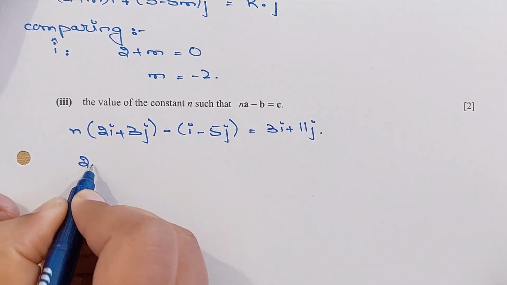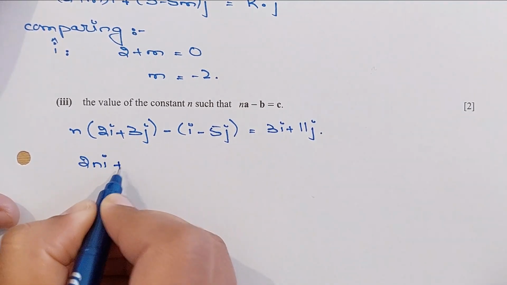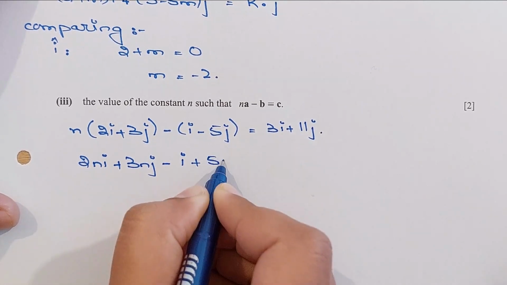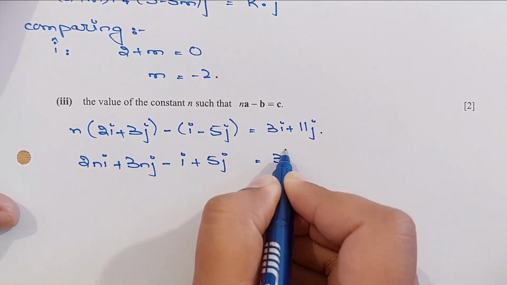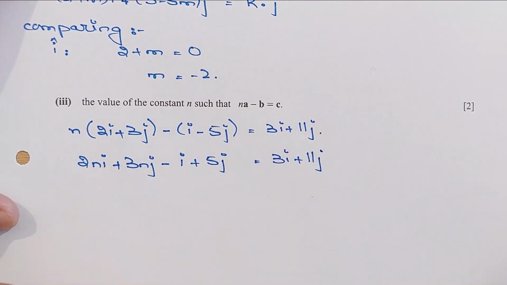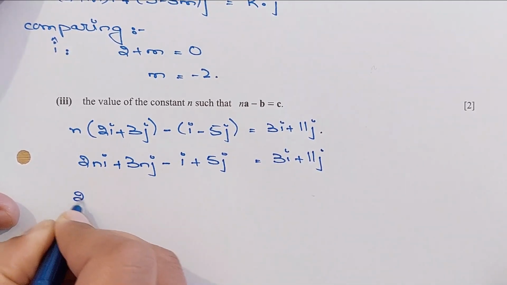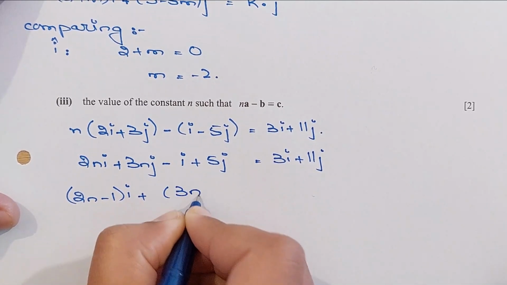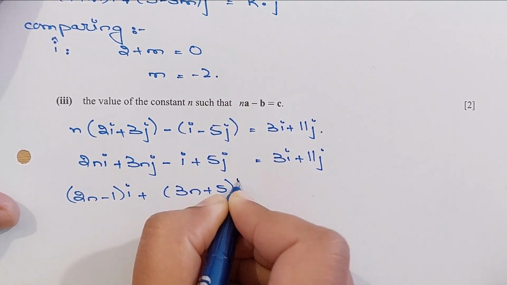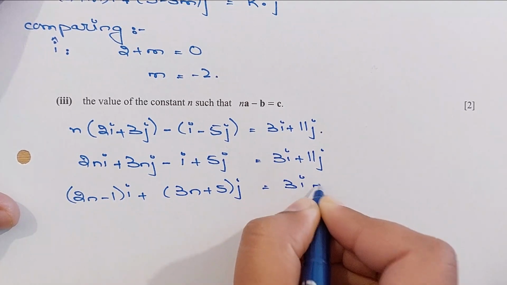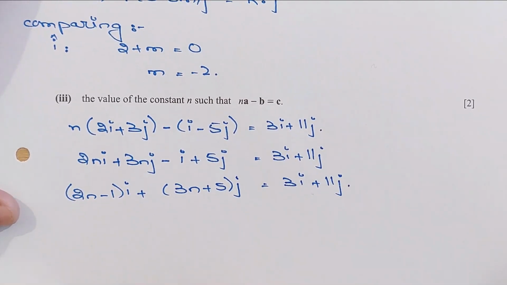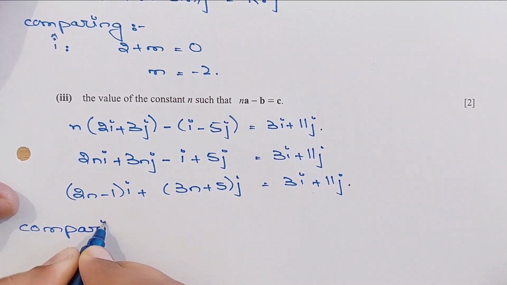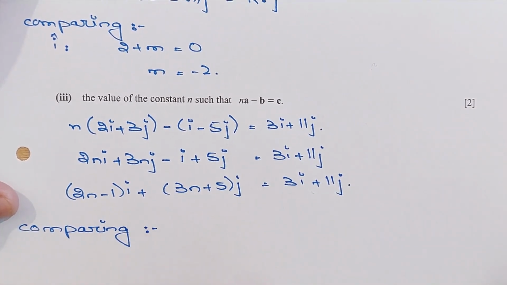Okay, so 2ni plus 3nj minus i plus 5j is equal to 3i plus 11j, right? The i component is 2n minus 1. The j component is 3n plus 5, and here 3 is the i component and 11 is the j component, right? Now we are comparing coefficients, comparing the components, i and j, to solve for n, right?